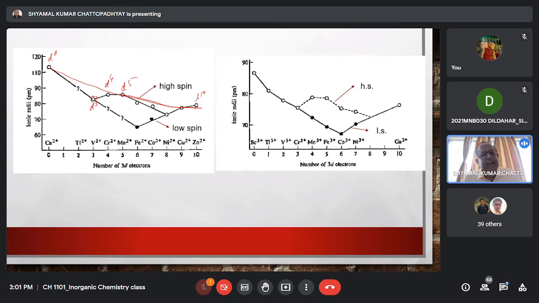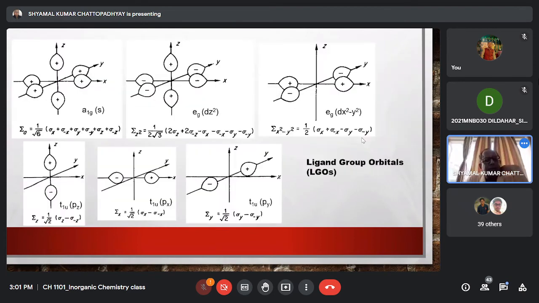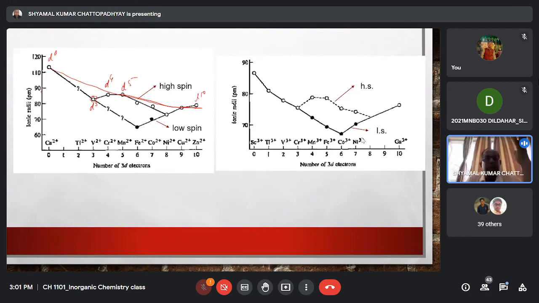And then d7, d8, d9, the crystal field stabilization energy decreases, and as a result the radius increases. In this way, for both high spin and low spin systems, you can easily explain the ionic radii of divalent and trivalent metal ions. The nonlinear variation of the radius of the divalent and trivalent metal ion can be easily explained when we include the CFSE in our calculation. Okay. So this completes our discussion on the ligand field theory.